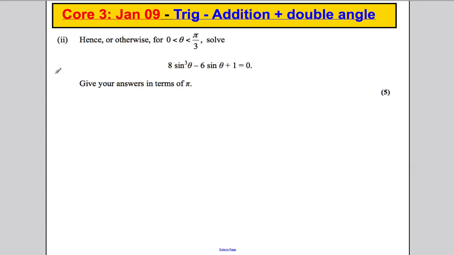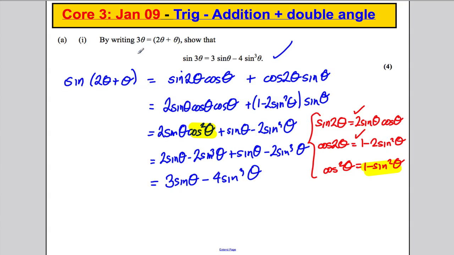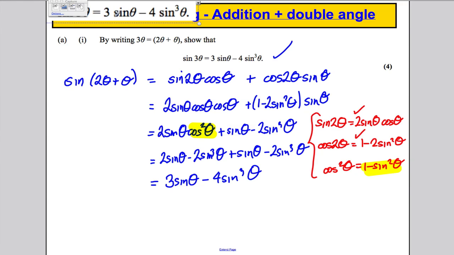Okay, next part. Hence or otherwise, for theta between 0 and 2 pi, solve the following. Give your answer in terms of pi. So, how does the following relate to what we've done? So let's take a look back. We know that sine 3 theta can be written as this. In fact, what might be easiest is if you always write down what they've done in the previous part. It might make it easier for you to identify what to do in the part you're working on.